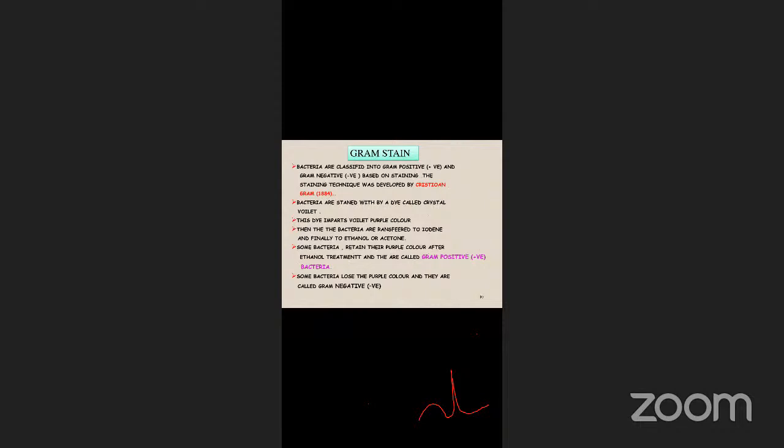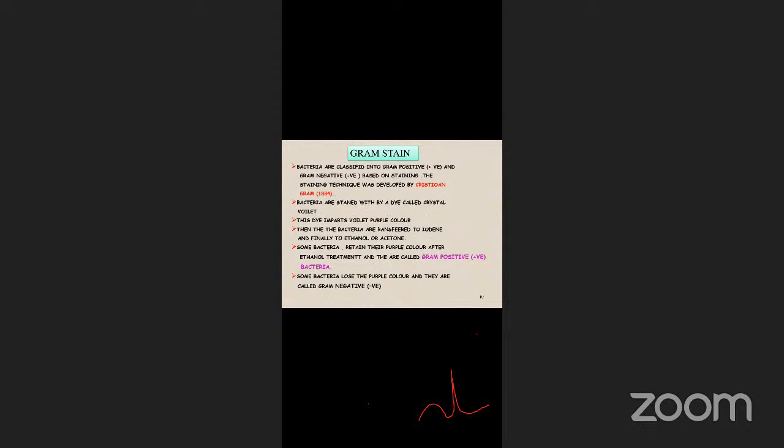Gram stain means gram-positive, sir? No. A stain is a dye. Because of this stain, it is differentiated. I explain: the bacteria are classified into gram-positive and gram-negative bacteria based on the staining. You know stains, the plant stains you studied at degree and intermediate level, like safranin, basic fuchsin, fast green. These stains are used for different purposes. Plant tissues take some stains, and bacteria take some stains. Based on the staining, the bacteria are divided into gram-positive and gram-negative.